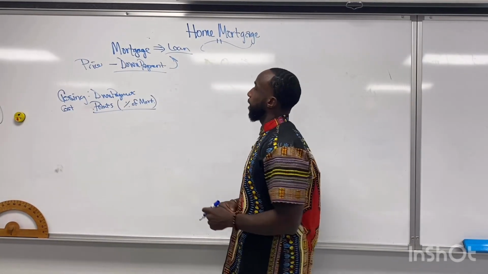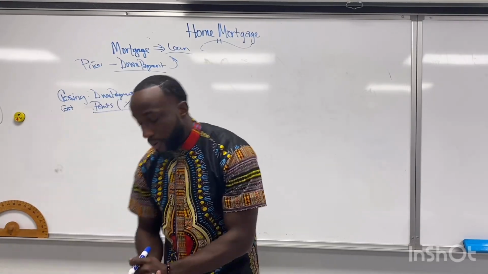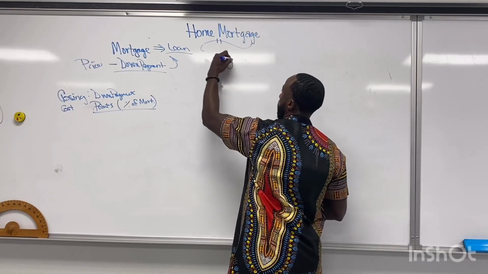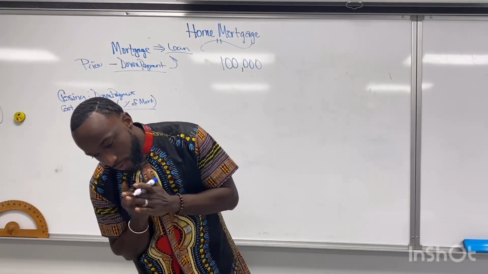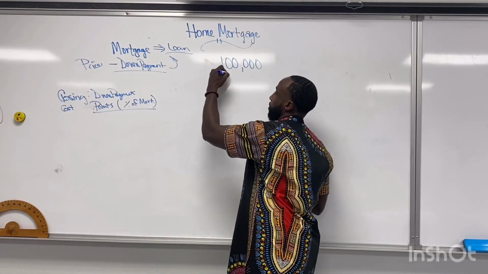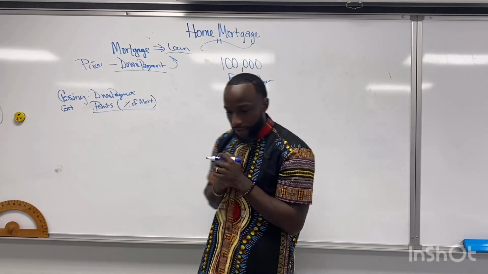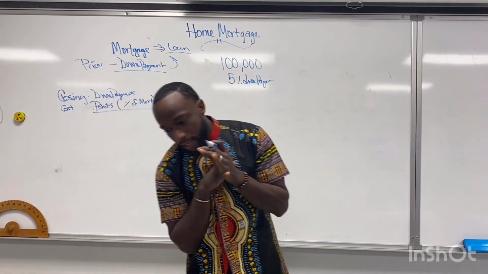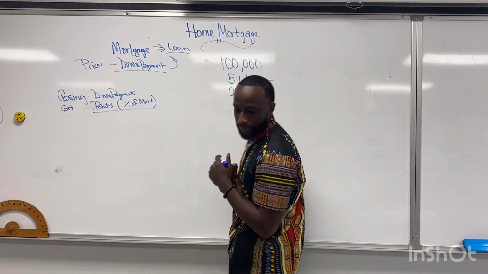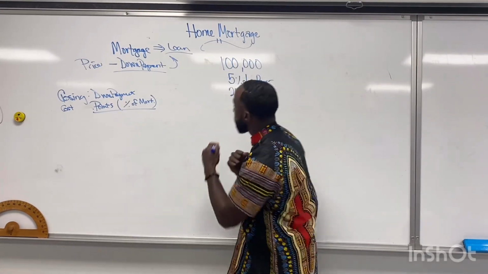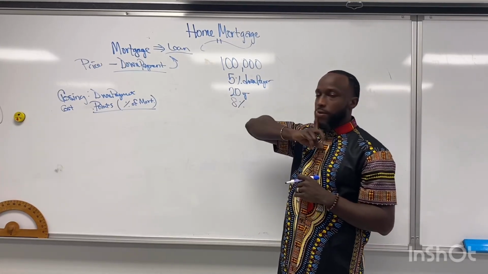All right, so let's look at an actual example. Here we go. You are pricing a small cabin. The small cabin costs $100,000, and they want a 5% down payment, and they're offering a 20-year fixed mortgage at 8%. So, first things first, we need to figure out what the mortgage is.